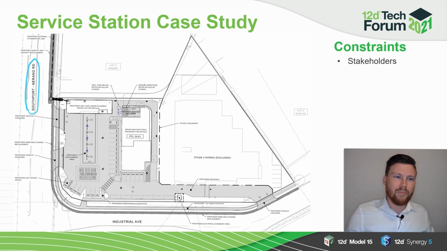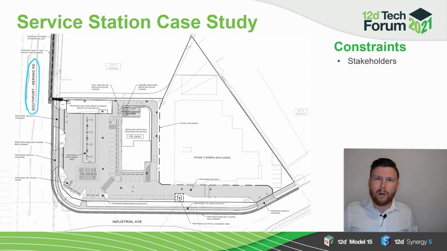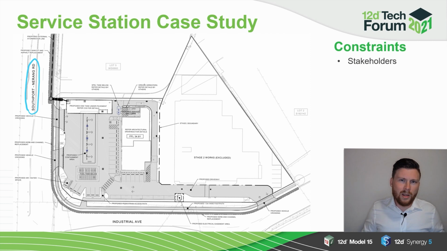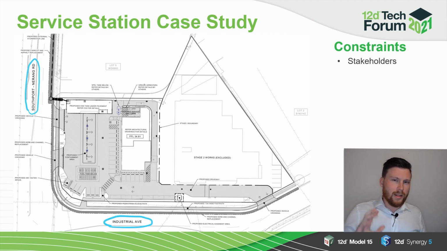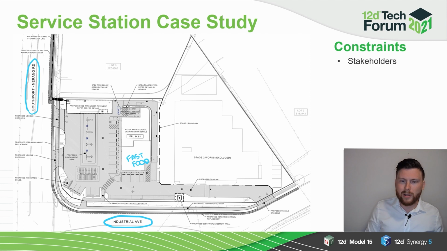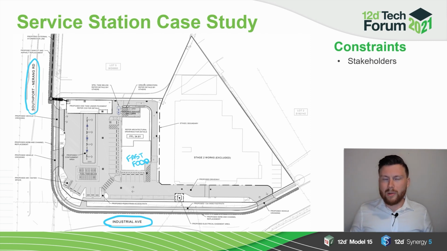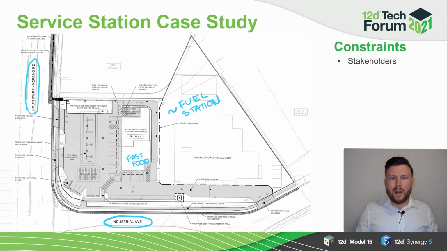We had on this side of the site, Southport Nerang Road, which is a state-controlled road, Transport and Main Roads in Queensland. We had Industrial Ave, which is a council-owned road. We had a fast food outlet, which was going to be in a portion of the building. And then obviously the whole site was a fuel station. So there was the fuel provider too.